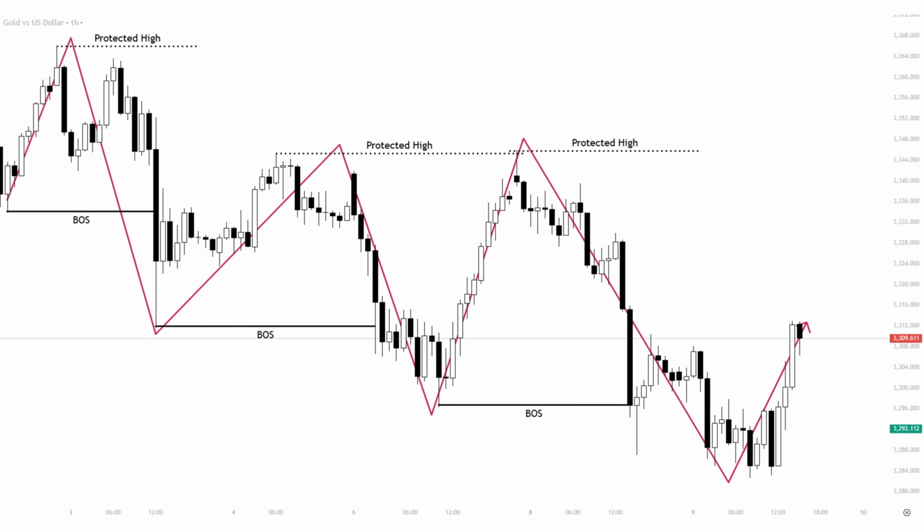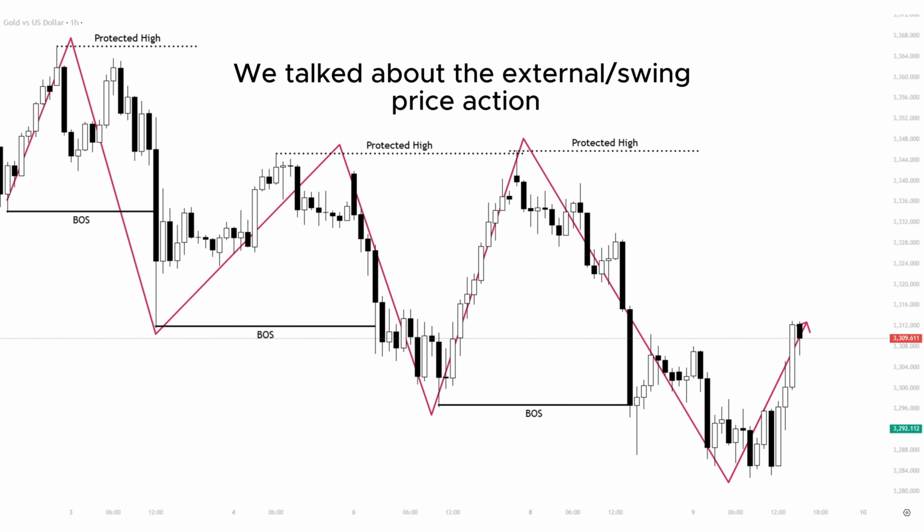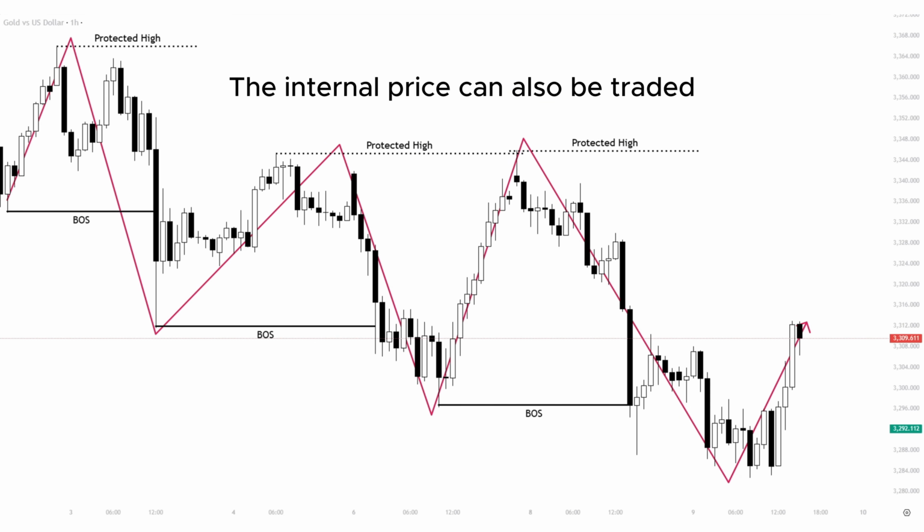But now here, it's when things get interesting, because what we've talked about so far is the external or swing price action, but there is also the internal price action that can be traded.